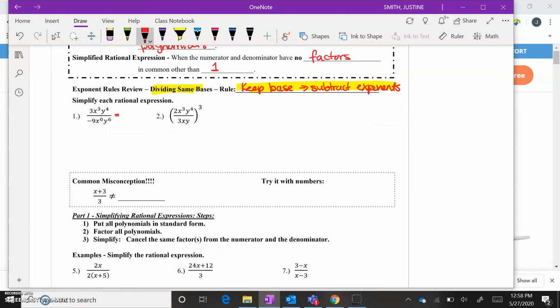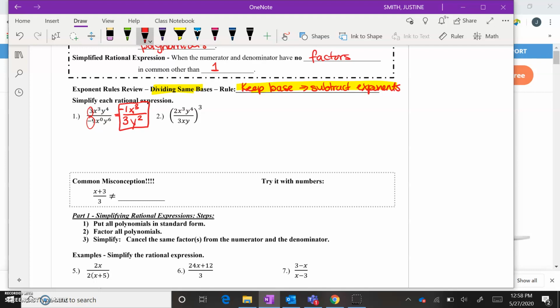If we were to simplify this problem, the coefficients, 3 over -9, we just simplify to -1/3, x to the third, and x to the 0. X to the 0 just becomes 1, right? So this just becomes x to the third, x to the 0 becomes 1, y to the fourth over y to the sixth. Remember, we subtract the larger exponent minus the smaller exponent, and our trick was that we then put that positive answer where the larger exponent was. So if we do y to the sixth minus y to the fourth, we get y to the second, and we put the positive exponent on the bottom because that's where our larger exponent was.